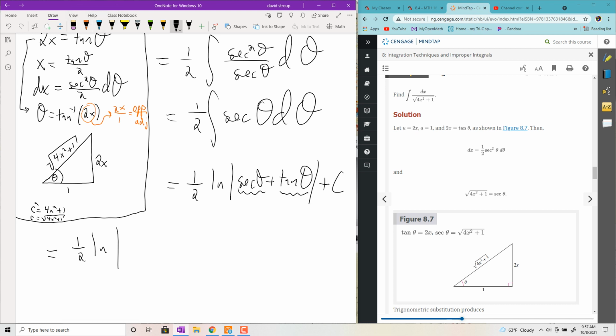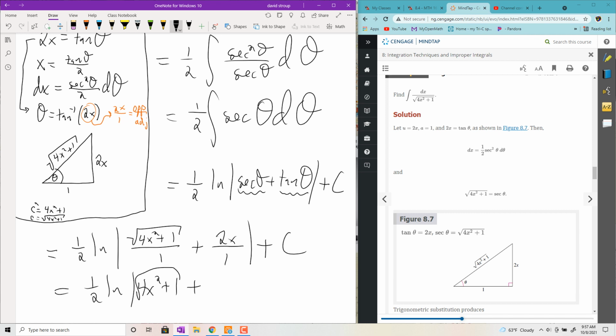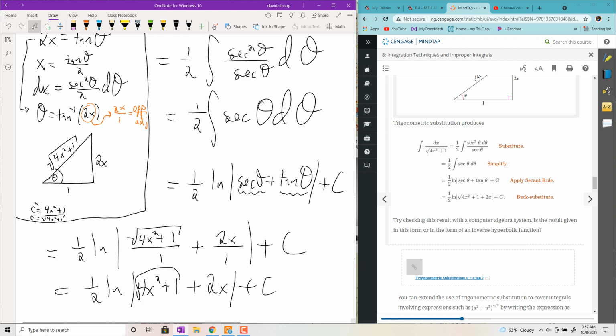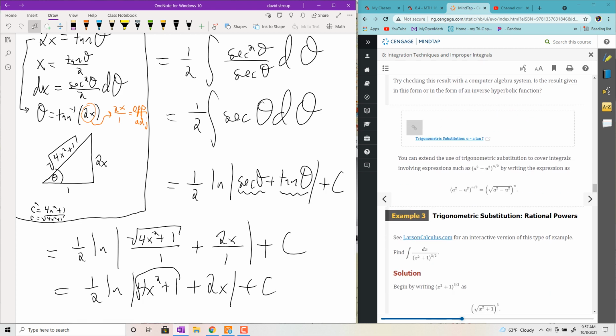So the hypotenuse is square root of 4x squared plus 1, all over the adjacent is 1, plus tan is going to be opposite over adjacent, so it'd just be 2x over 1, plus c, and then you could simplify it, 1/2 ln absolute value of the square root of 4x squared plus 1, and then plus 2x, and then plus c. Let's make sure that's what they got, yeah.